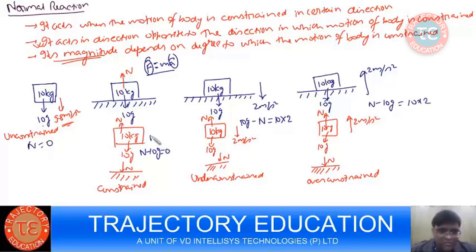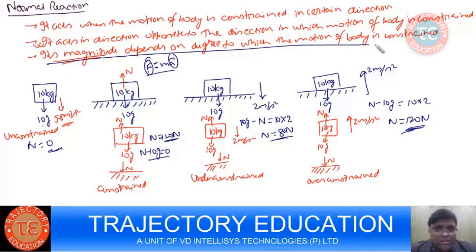Here in this case N is 0. Here N is 100 Newton. Here N will be say 80 Newton if G is 10. And here N will be 120 Newton. See the values. It's 0. Why? Because it is unconstrained. It's 100 Newton. It is less constrained, so the normal reaction has gone down. It's over constrained, so normal reaction is more than this. So it is highest over constrained. The constraint is higher over here.